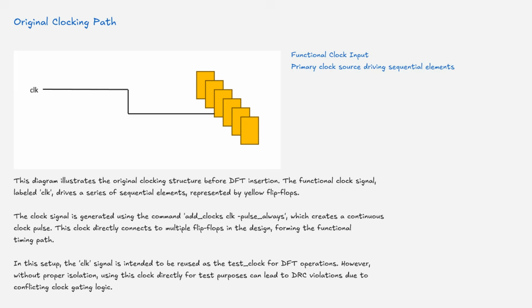This diagram illustrates the original clocking structure before DFT insertion. The functional clock signal, labeled clock, drives a series of sequential elements represented by yellow flip-flops. The clock signal is generated using the command add clocks clock pulse always, which creates a continuous clock pulse. This clock directly connects to multiple flip-flops in the design, forming the functional timing path.